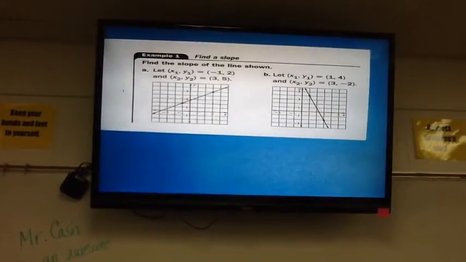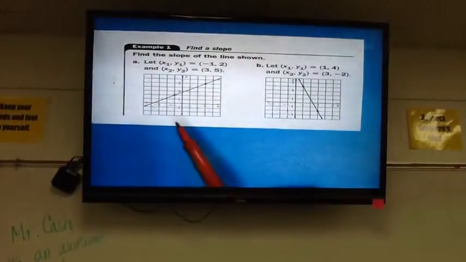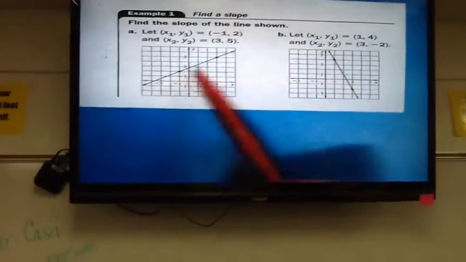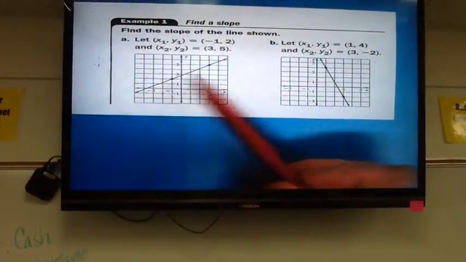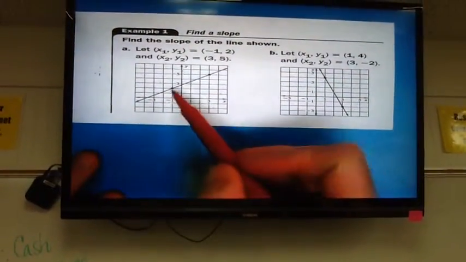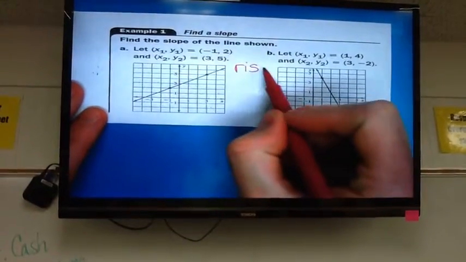Slope is the rate of change, or how steep something is. If you look at the two lines that we have here, you notice that this one is not as steep as example B is. So we're going to talk about today how to find the slope of a line that you're given. The first way that we can find slope is we can use what we call rise over run.